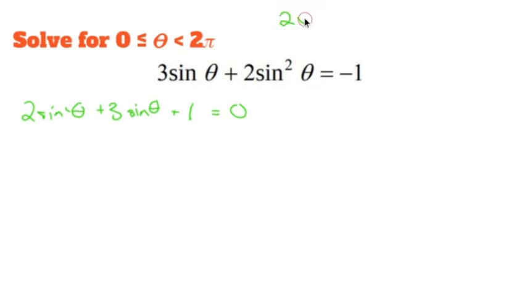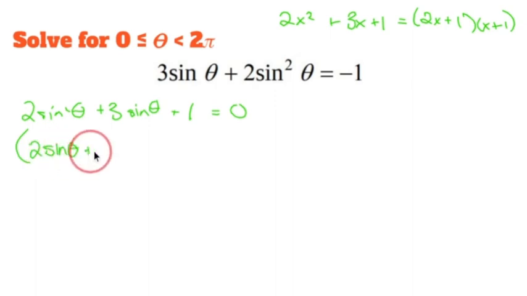Well, if I were to look at this guy right here and factor, that would factor to 2x plus, would it be 1? Yeah. And then x plus 1, right? Well, this is no different. It's just instead of x squared, I have sine squared. So this factors out to (2 sine theta plus 1)(sine theta plus 1) equals 0.